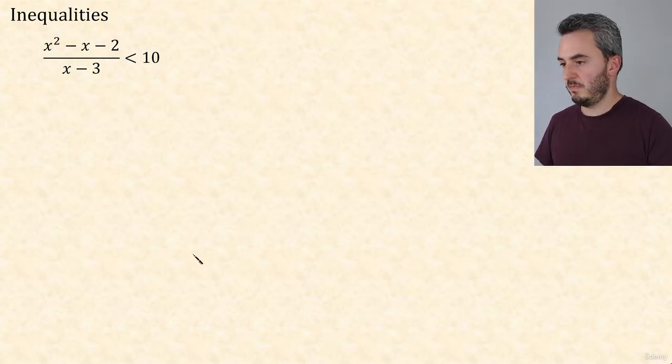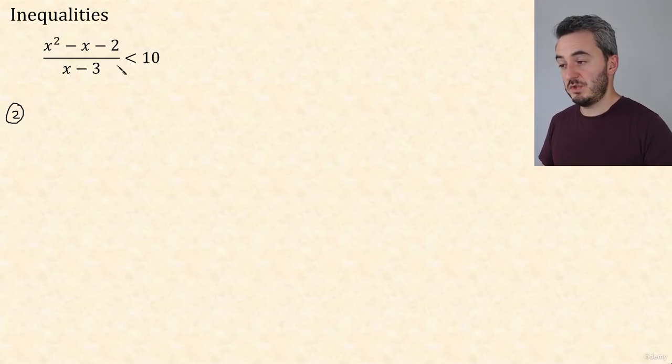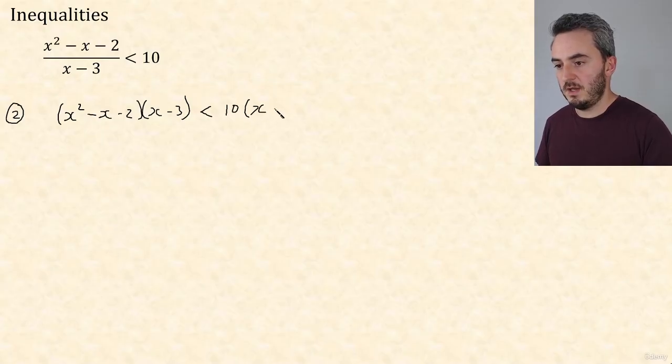Okay, so our sneaky method, method 2, is multiplying through by the thing that's always positive, which is multiplying through by (x minus 3) squared. You multiply through by x minus 3 once, and it just goes. You multiply it through again, and you get (x squared minus x minus 2) times (x minus 3). Multiply the right-hand side by it, and we get 10 times (x minus 3) squared.